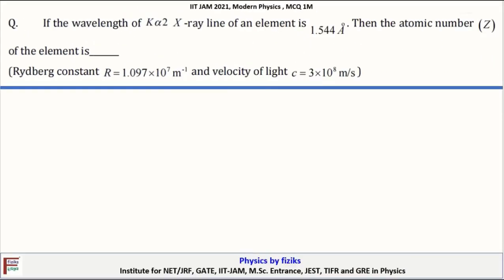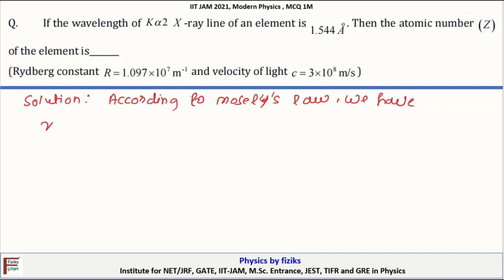The wavelength of K alpha X-ray line of an element is 1.544. Then the atomic number of the element is. Solution. This problem is related to Moseley's law. According to Moseley's law, we have nu is equal to 3 by 4 R infinity C into Z minus 1 squared.